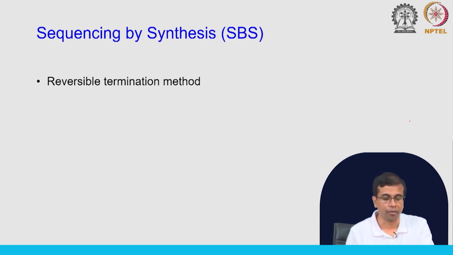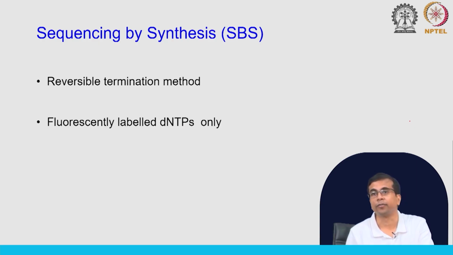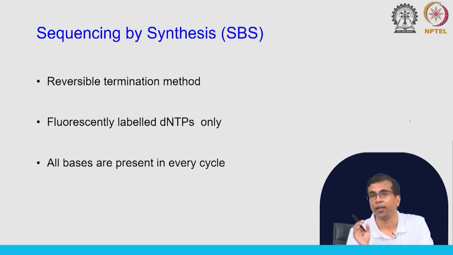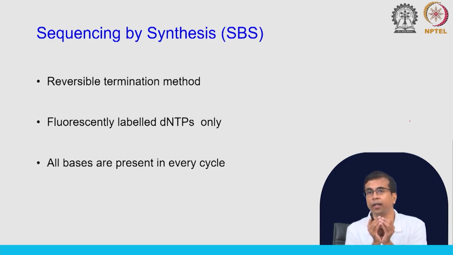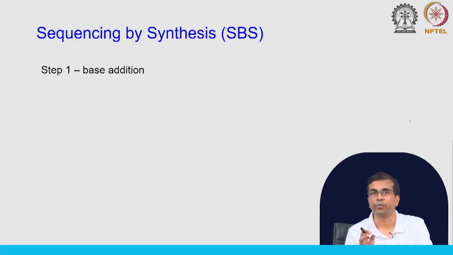With this in mind, we also have something called fluorescently labeled dNTPs. So, you have special dNTPs that contain these terminators as well as fluorescent labels. Again, each dNTP is labeled with a unique color, so unique fluorescence, and all these bases are present in every cycle of the sequencing reaction. Since each dNTP has its own unique color, they can be identified very easily by the detector during the synthesis process.